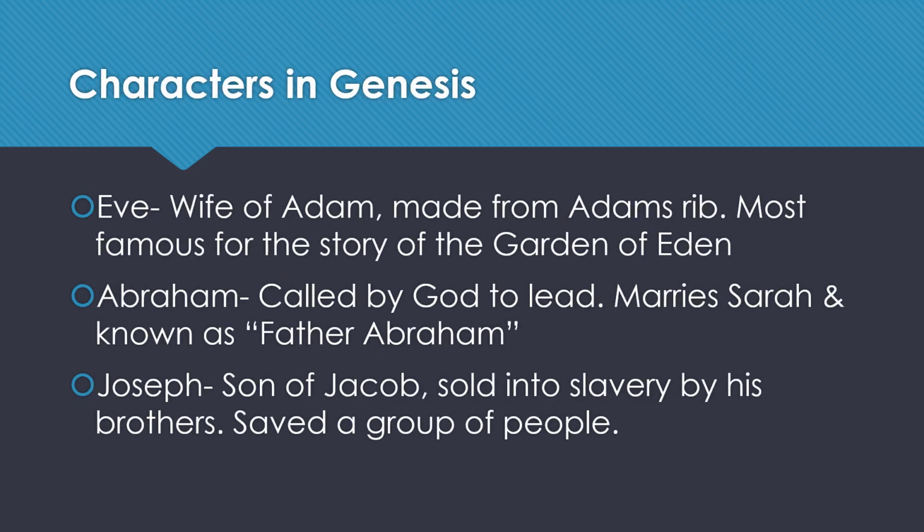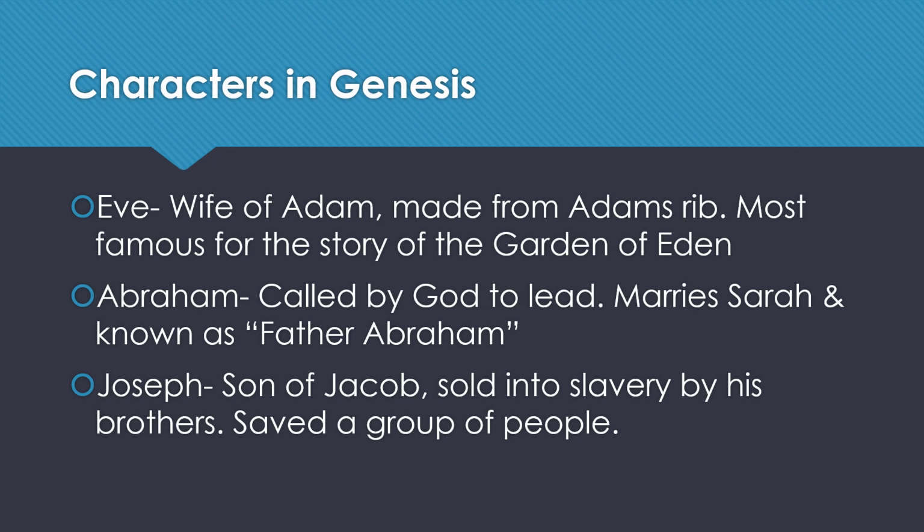So, characters in Genesis. As you can see, we wanted you to have 3 different characters so that we can get an idea of what's going on in your book that you choose to report on. So Eve is the wife of Adam. She is made from Adam's rib, and she's most famous for the story of the Garden of Eden. I'll tell you about that in a little bit.